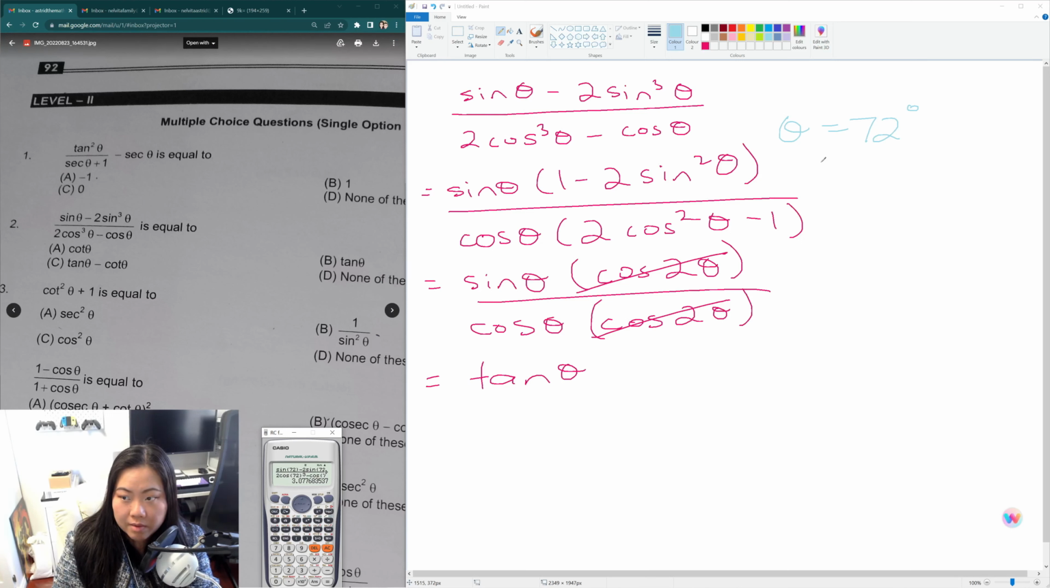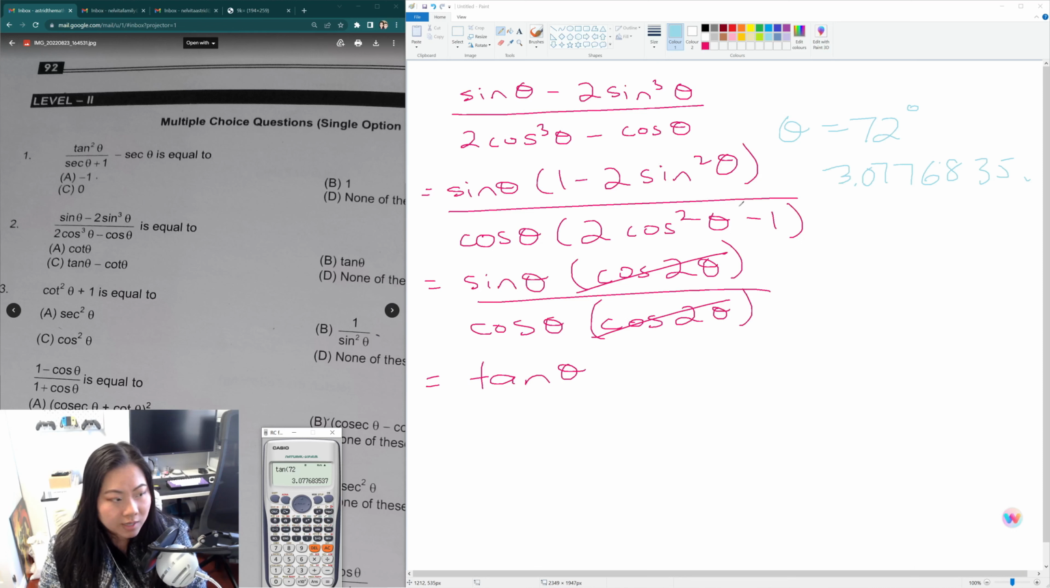Okay, so we have 3.0776835... And we're going to put it in the answer that we have, which is tan 72 degrees. 3.0776835... There you go, they're equal. So therefore the answer is tan theta.